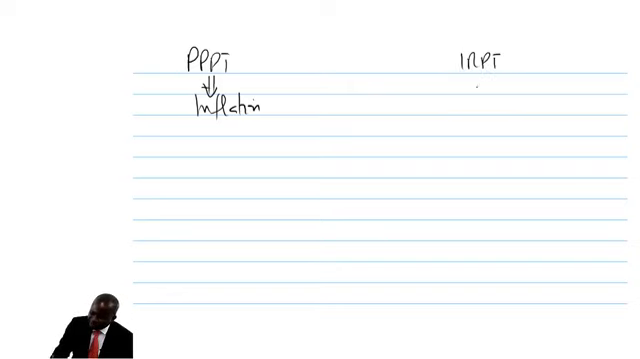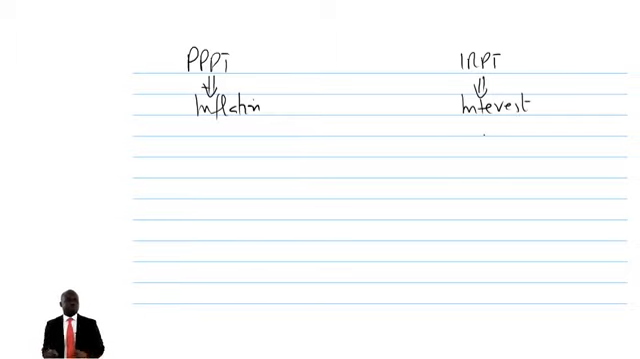For the purchasing power parity, which is called PPPT, we use inflation rate. And in the interest rate parity theory, we use the interest rate. So when the interest rate or inflation rate of the two countries is given, the formula is the same.